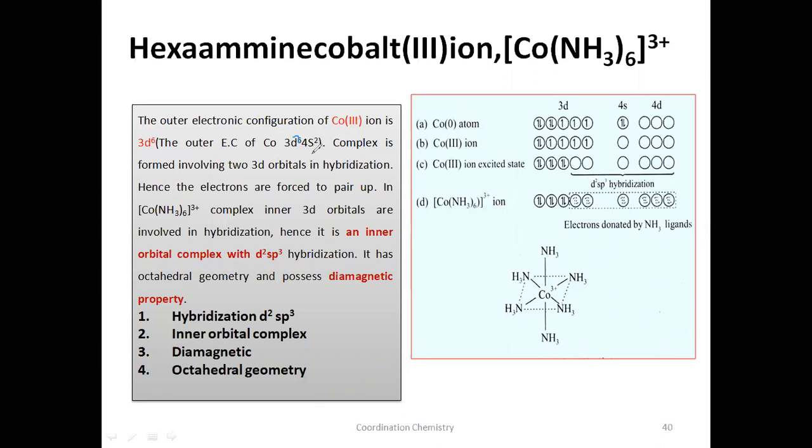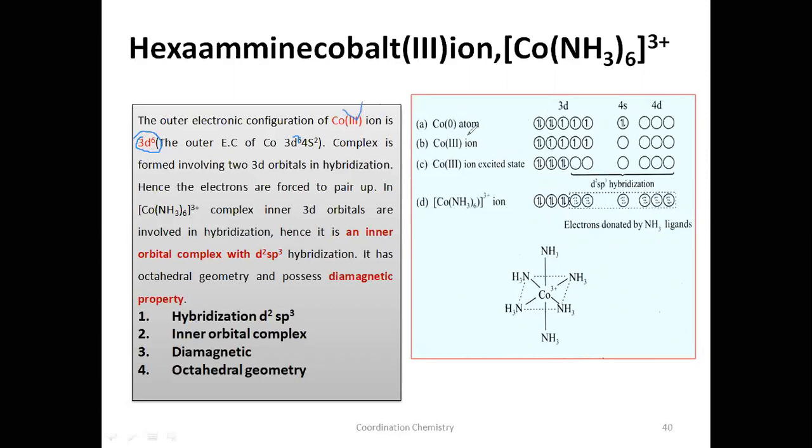So first we have to remove 2 electrons from the 4s. How many more electrons do we have to remove? We have to remove one more electron to get this oxidation state, and that we have to remove from the 3d orbital. So 2 plus 1 is removed. How many electrons will remain in the 3d orbital now? 6 electrons. Therefore this is the outer electronic configuration of cobalt 3+.